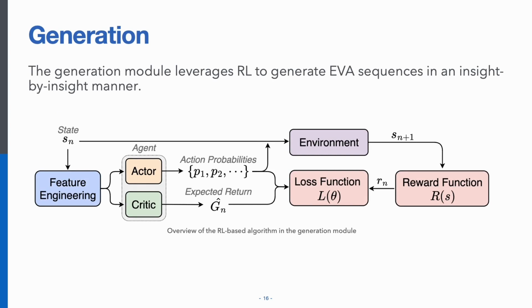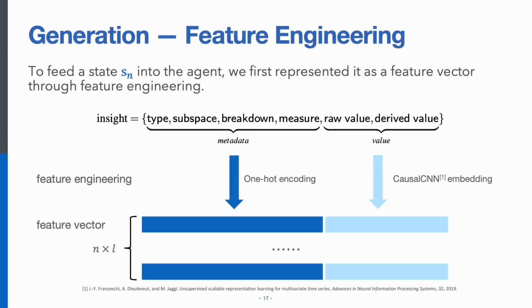The generation module generates an EVA sequence by starting with the initial EVA sequence from the segmentation module. Then, at each following step, the module discovers a meaningful insight through the action predicted by the RL agent and appends it to the sequence to form a coherent EVA path. We represent a state as a vector through feature engineering and then feed the vector into the RL agent. Regarding its metadata, type, subspace, breakdown, and measure are represented as vectors. To represent raw value in its value, we adopted causal CNN to represent raw value using fixed-length embeddings.